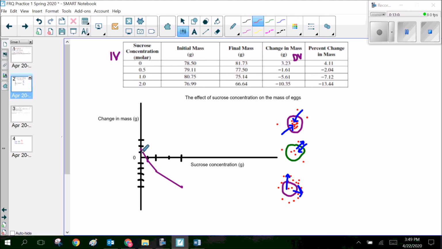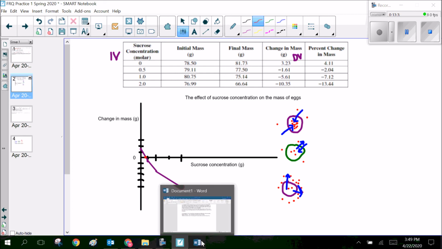But remember, when this line crosses the 0 axis, that means that there's an equal amount in the solution and in the egg. So actually, whatever point this is right here, where it crosses, has to be the amount of sucrose in the egg. And since this black line represents 0.4, this would be somewhere between 0.3 and 0.4, or 0.5, somewhere around there. And that is how much sucrose concentration is in the chicken egg. It's as simple as that.